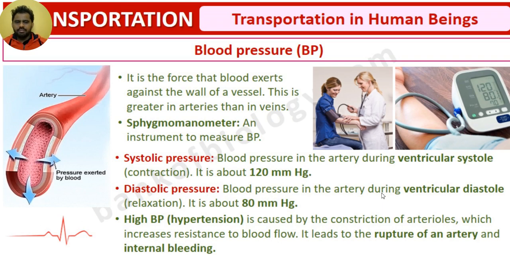Diastolic pressure is the blood pressure in the artery during ventricular diastole, the relaxation. It is about 80 mmHg. So normal BP for a human being is 120 by 80. High BP, hypertension, is caused by the constriction of arterioles, which increases resistance to blood flow. It leads to the rupture of an artery and internal bleeding.